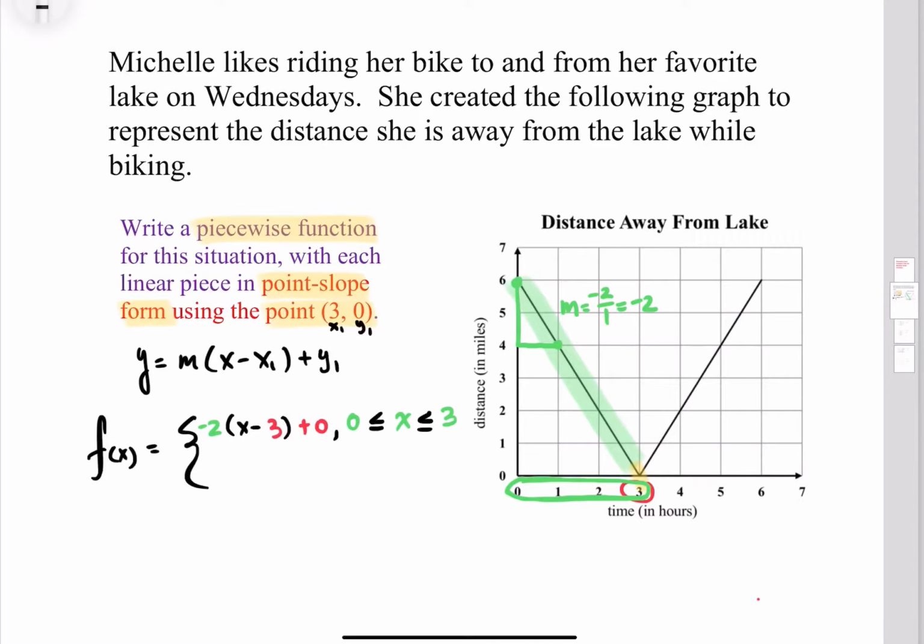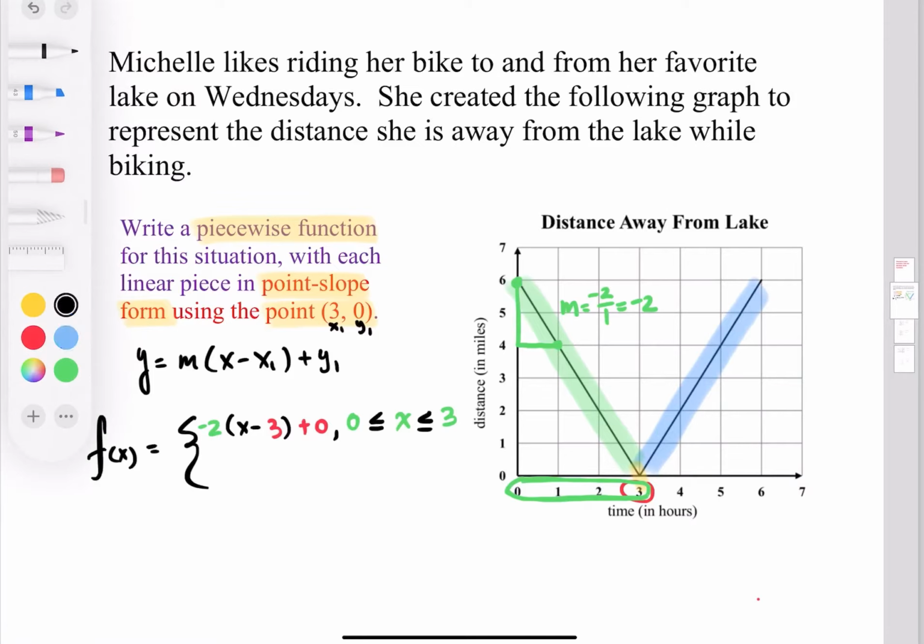Now we're going to take a look at the second piece, and we're going to do that one in blue. We can see that the second piece right over here looks like that. We're going to do the same thing and first find out what our slope is. Again, you can pick any 2 points on that piece and look for the rise and run. I'm going to go up 2 and then over 1 to get to that next point.